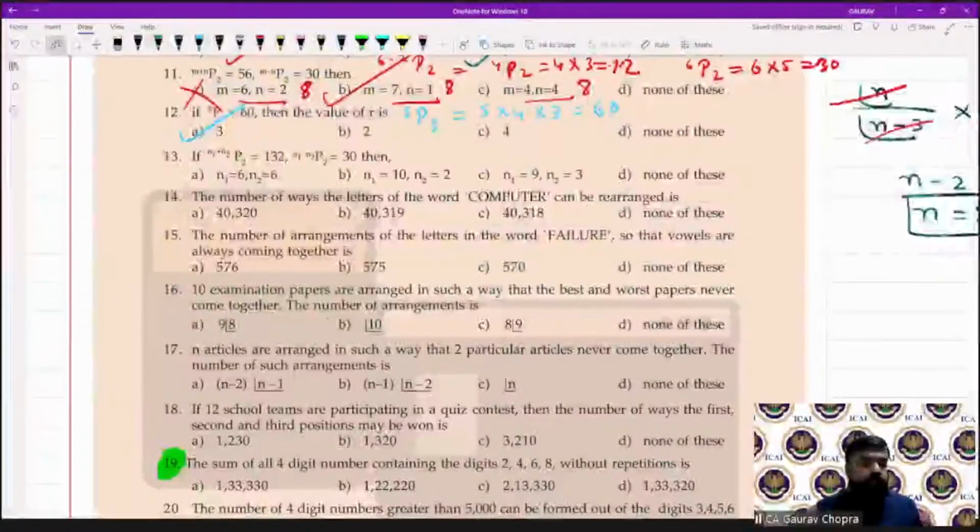Then similarly, the 13th one you can try. It's very easy.